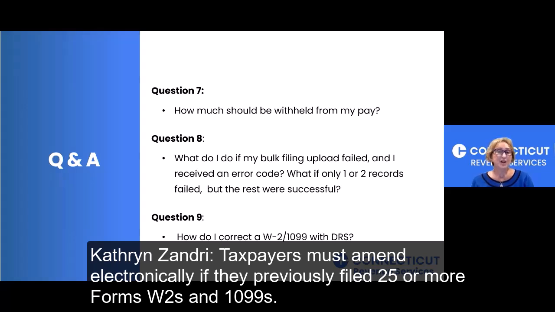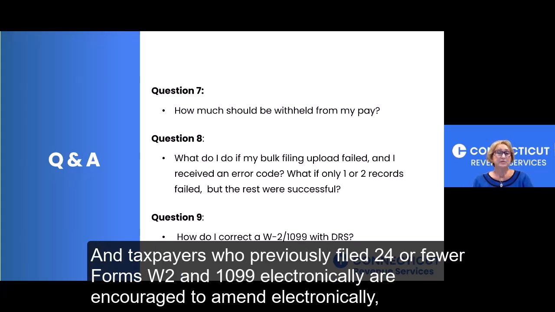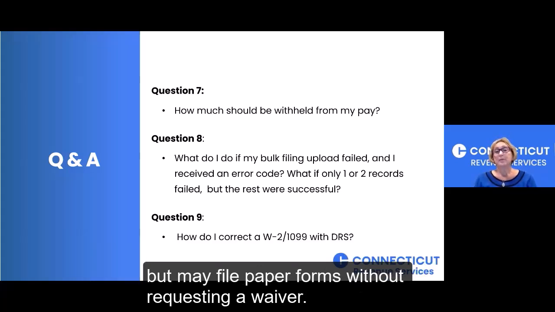Taxpayers must amend electronically if they previously filed 25 or more forms W-2 and 1099s. Taxpayers must amend electronically even if they are correcting fewer than 25 forms of the W-2 or 1099. And taxpayers who previously filed 24 or fewer forms W-2 and 1099 electronically are encouraged to amend electronically, but may file paper forms without requesting a waiver.